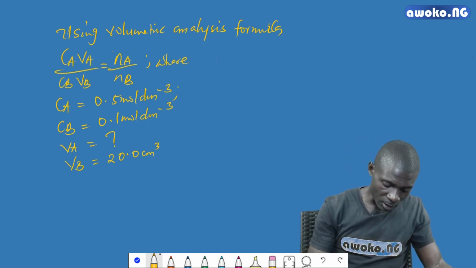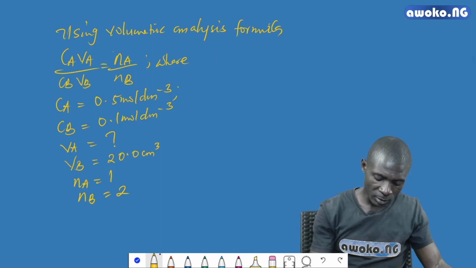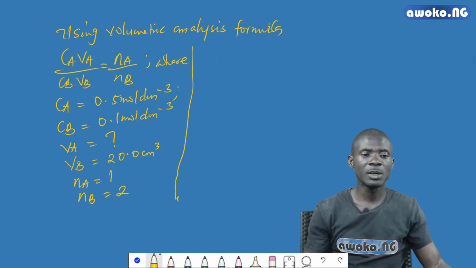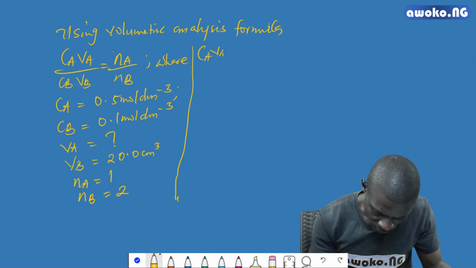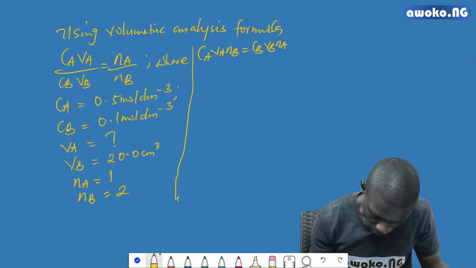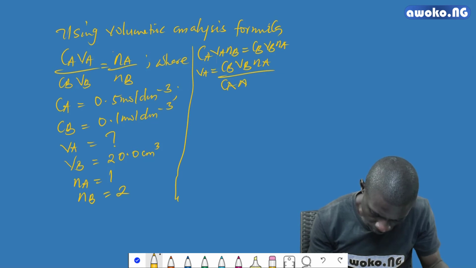So having done that, we have our Na from the balanced equation to be 1, while our Nb is equal to 2. Having done this, we can simply input them into the formula to have CaVaNb equal to CbVbNa. Making Va the subject of the formula, we are going to have CbVbNa all over CaNb.